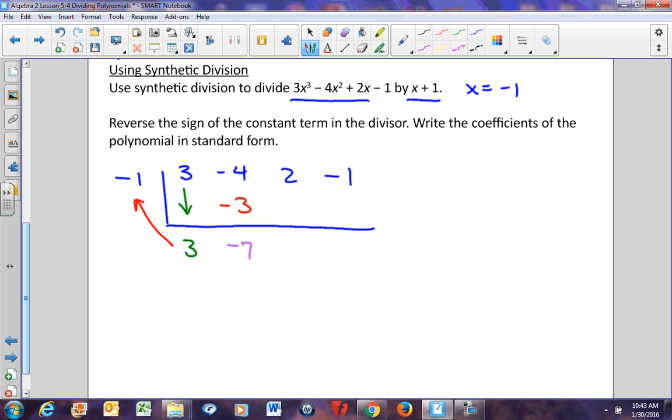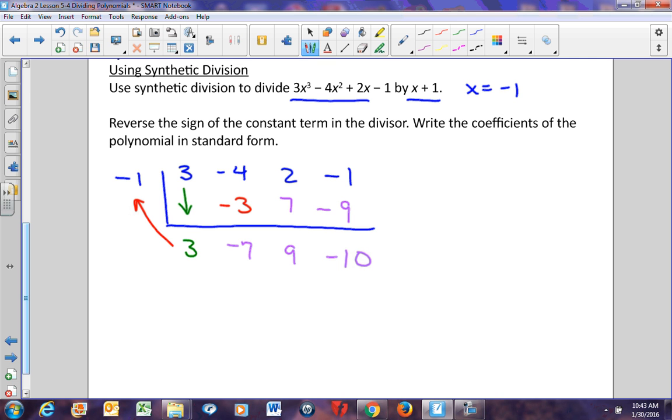And then you do the same process again. Negative 7 times negative 1 is positive 7. Then we add: 7 plus 2 is 9. 9 times negative 1 is negative 9. Negative 1 plus negative 9 is negative 10. So we have now divided out.